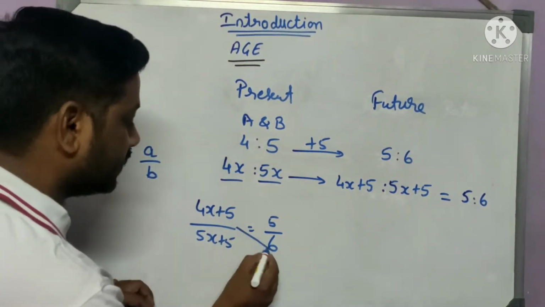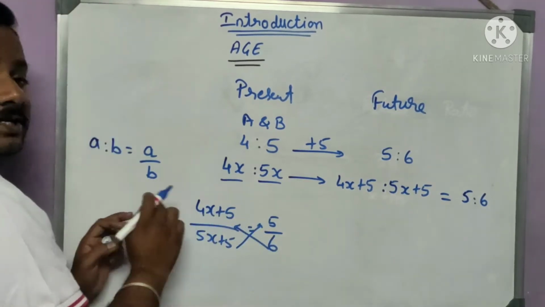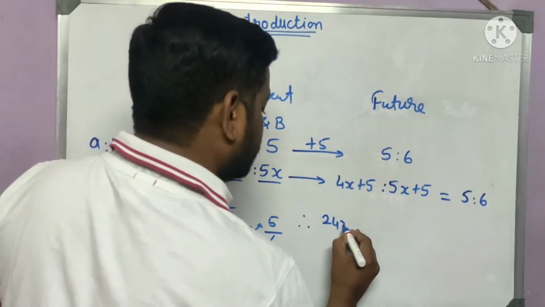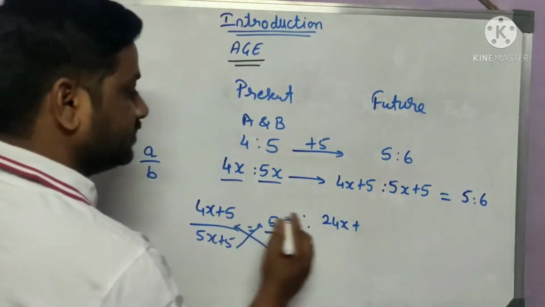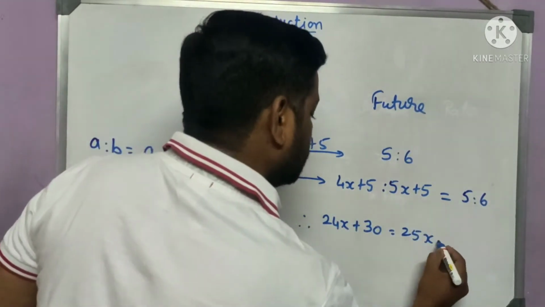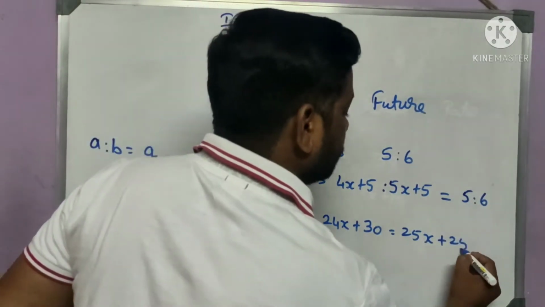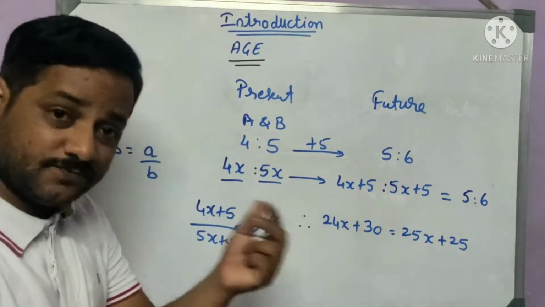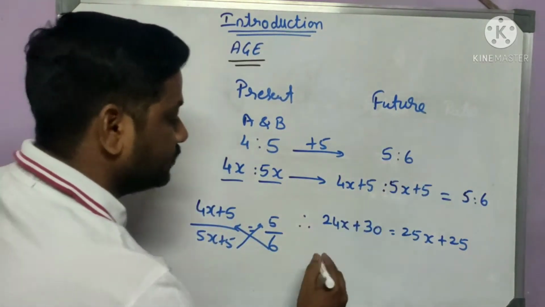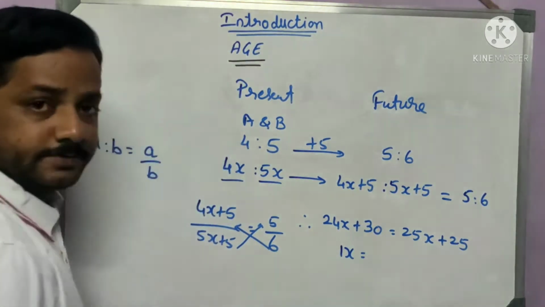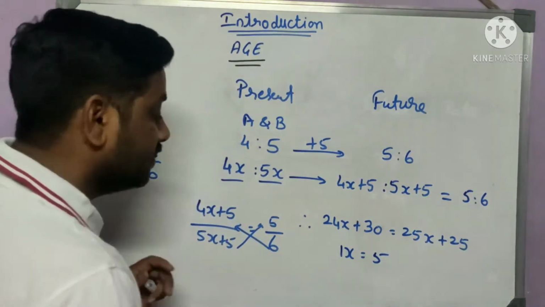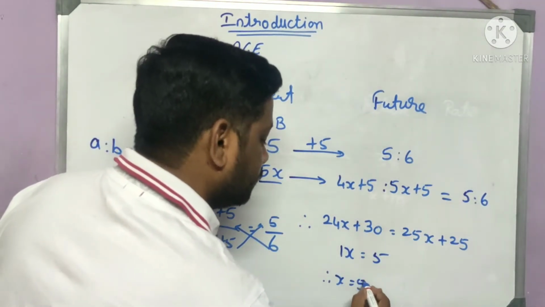Once we cross multiply, 6 you take it here. Therefore I can say that 6 4s are 24, 24x plus 6 5s are 30, equal to 5 5s are 25x plus 5 5s are 25. Now solve it for x. If I take 24 over that side, 25 minus 24 is 1x, right? And 30 minus 25 will be 5. So therefore x is equal to 5.